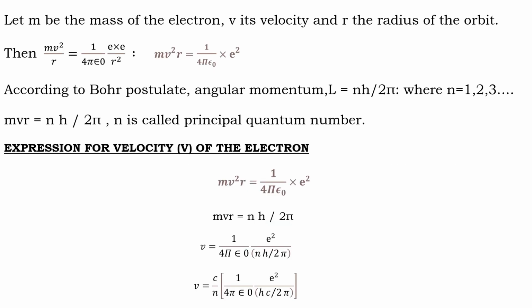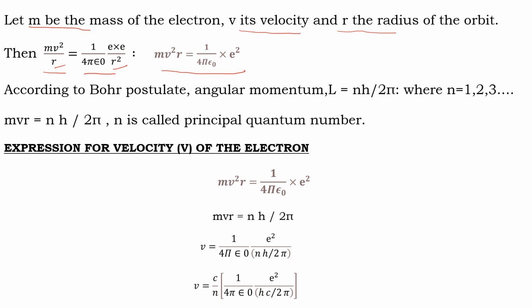Let m be the mass of the electron, v the velocity of the electron and r the radius of the orbit. Then the centripetal force mv² by r is equal to the electrostatic force 1 by 4 pi epsilon 0 e² by r². From this equation, this r and this r will cancel, and the resultant equation is mv² r is equal to 1 by 4 pi epsilon 0 into e².